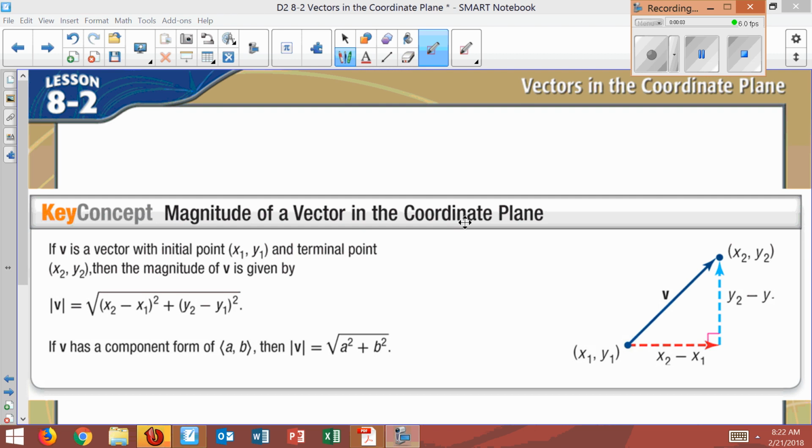Magnitude of a vector in a coordinate plane. If v is a vector and it has the initial point x1, y1 and the terminal point x2, y2, then the magnitude, and remember that means like the distance, hypotenuse, or radius, this length here, could be found using the distance formula.